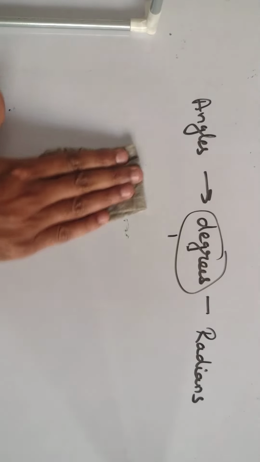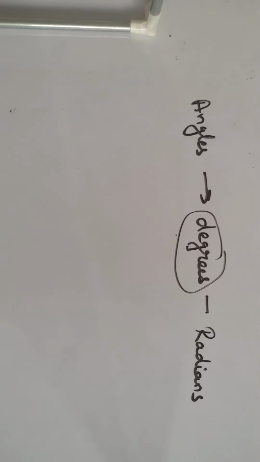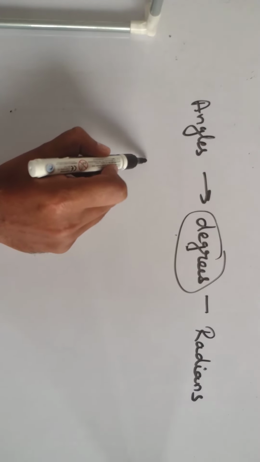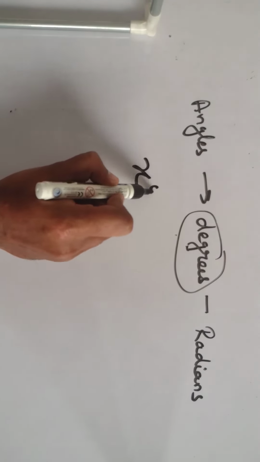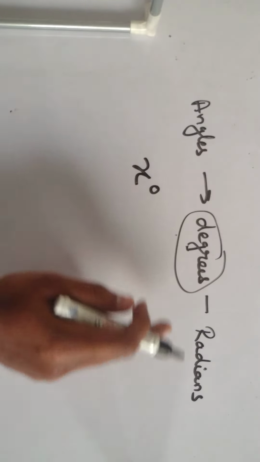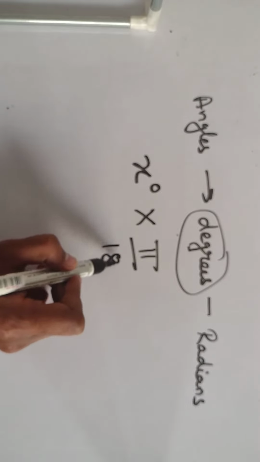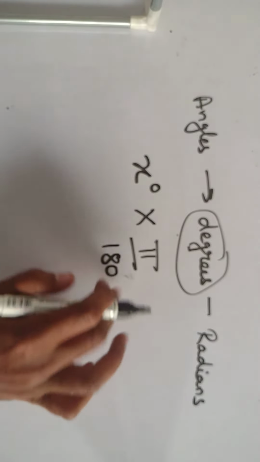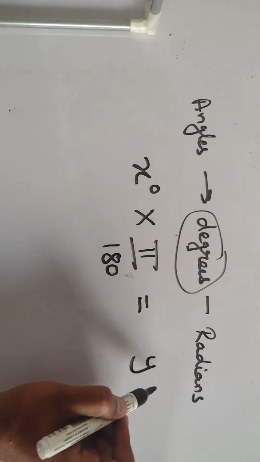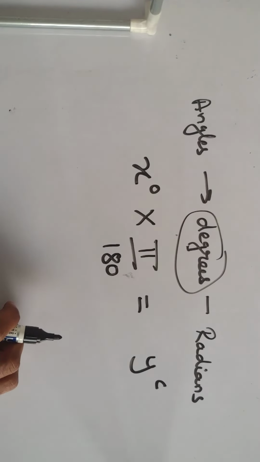Now the question is how to convert degrees to radians. This is very important. If this is x degrees, you need to convert it to radians by multiplying with a factor of pi upon 180. Whatever answer you get is always in radians. So what are the notes that you need to understand?